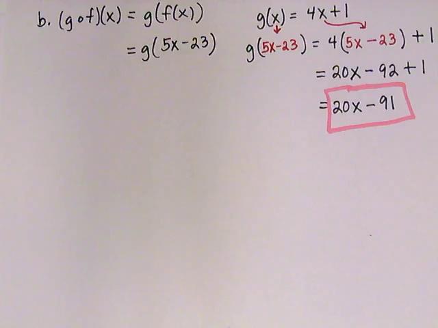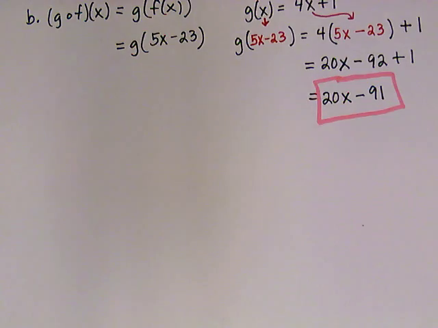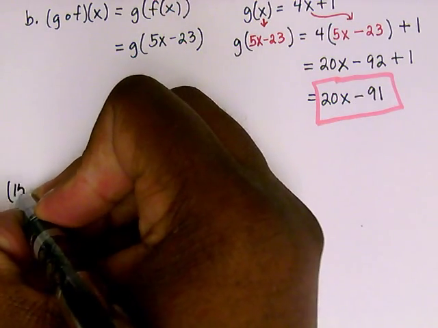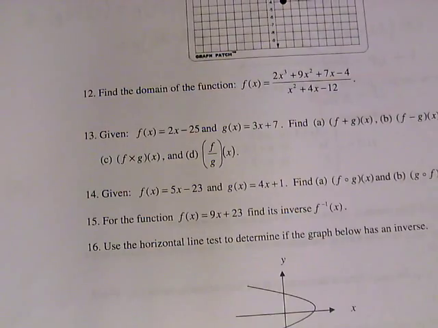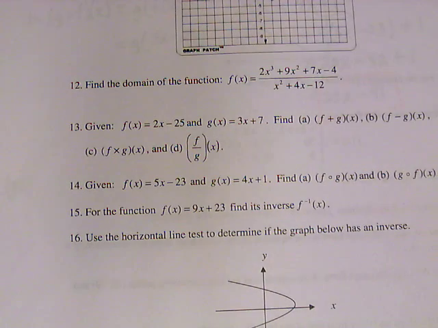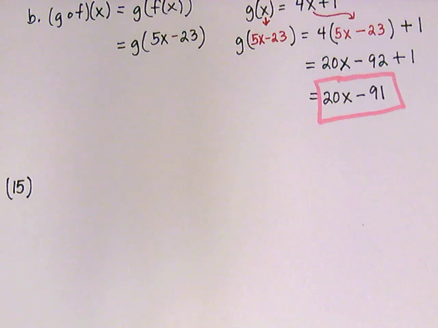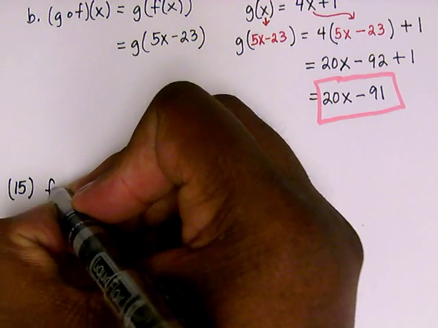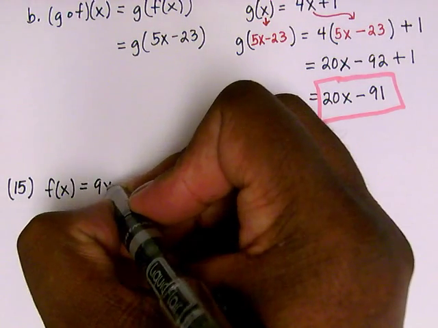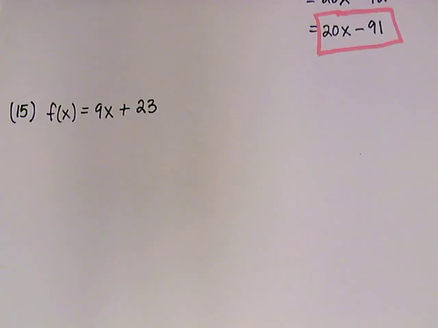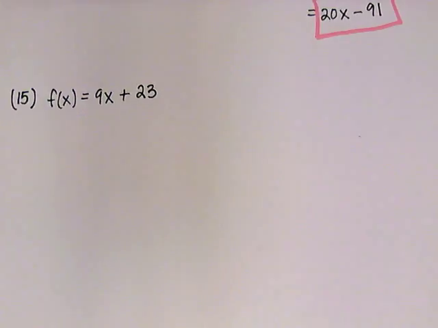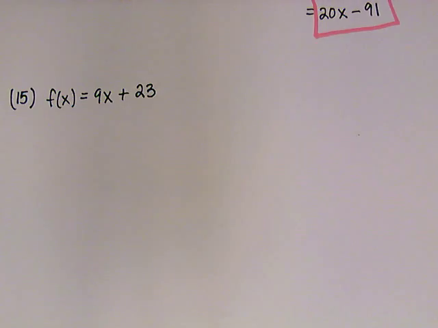Problem number 15 deals with the inverse of a function, or finding the inverse of a function. Alright, for the function f of x equal to 9x plus 23, find its inverse, or f inverse of x. So here we got f of x is equal to 9x plus 23. And we're going to find f inverse of x. There was a 4-step procedure that I gave you in section 2.7 for finding inverse functions, and that will be on your help sheet as well.